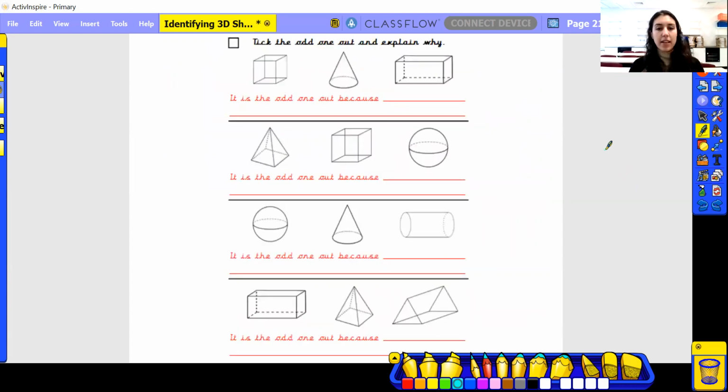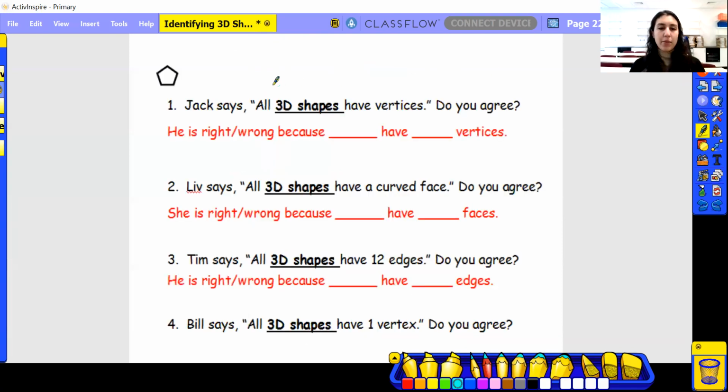And then you've got to tick the odd one out. So you might say the cone is the odd one out because it is the only one that doesn't have 6 faces, for example. And then we've got these reasoning ones. So Jack says all 3D shapes have vertices. Do you agree? So you've got to say whether he's right or whether he's wrong and give your reasons based on the properties of other 3D shapes.